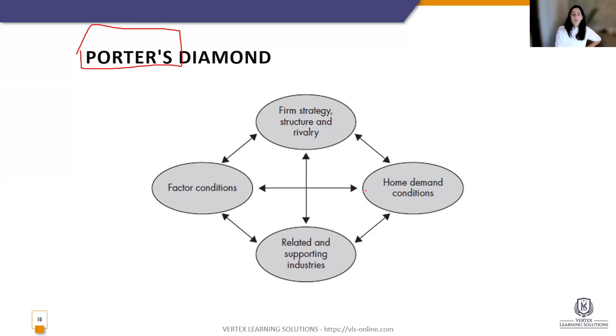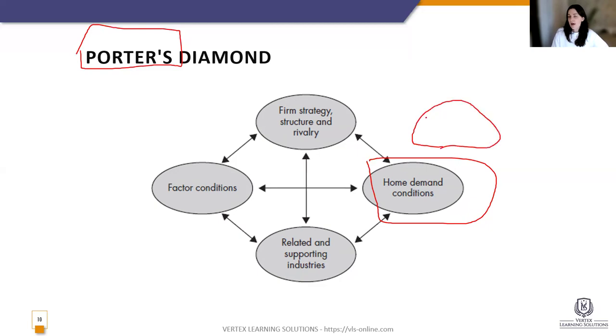So first of all, we are going to look at home demand conditions. So what is the demand that we have at home? For example, if we are a country that has mountains, maybe hiking boots would be important there. If we are a big country and we need airlines in order to fly back and forth, maybe our airplanes can also fly to some other countries, so we can excel as an airline industry, like whatever happens with Lufthansa.